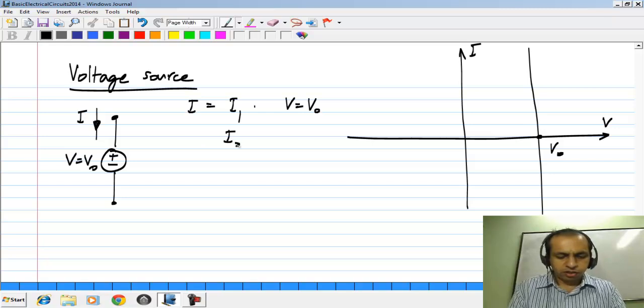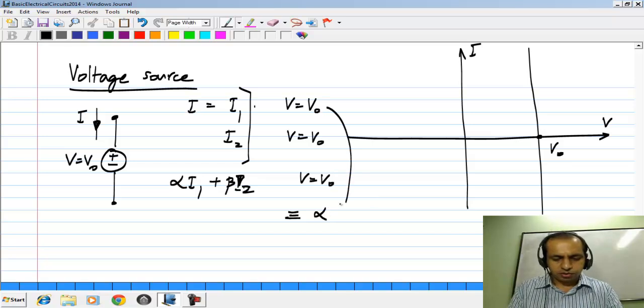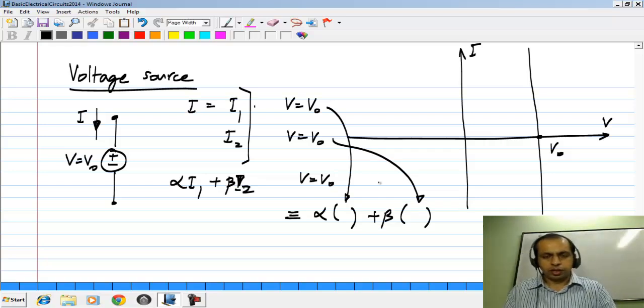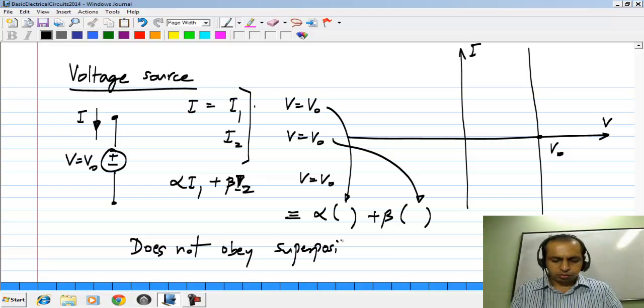Similarly, if the current were a different value I2, the voltage would still be V naught. And if you apply a linear combination of these, alpha I1 plus beta times I2, the voltage would still be V naught, and this is certainly not equal to the linear combination, that is alpha times this voltage plus beta times that voltage. So it does not obey superposition, which means that it is not linear.